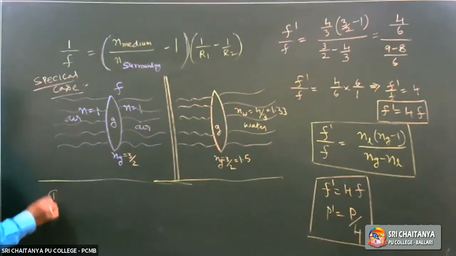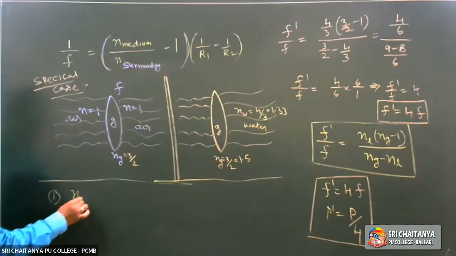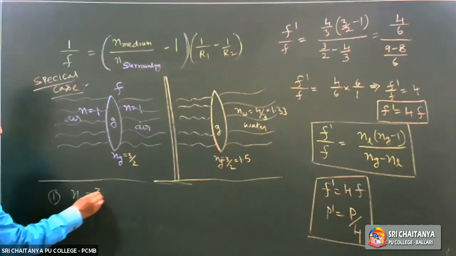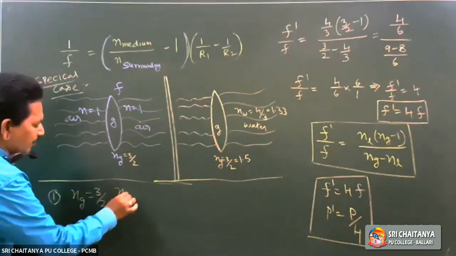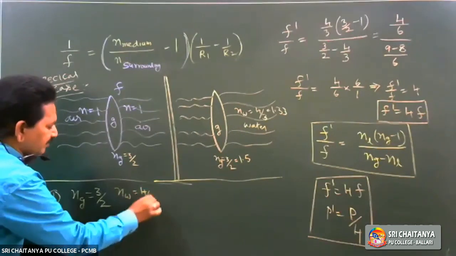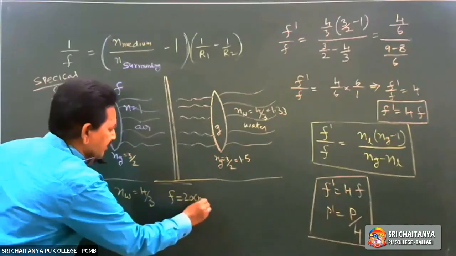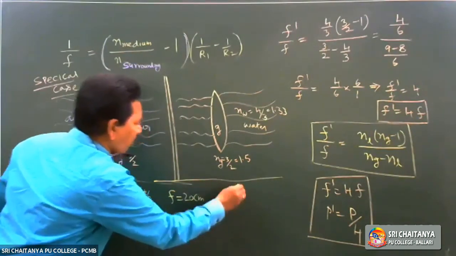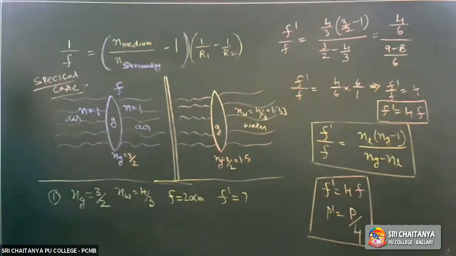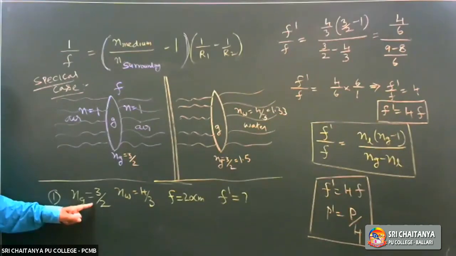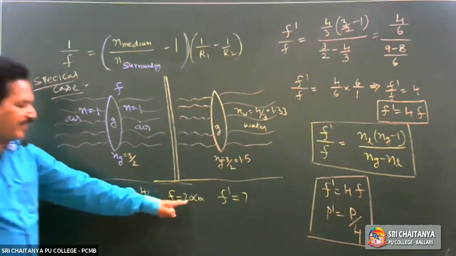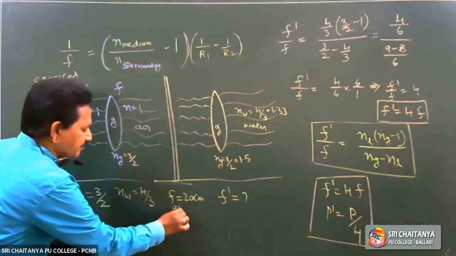Problem number 1. Ng value 3 by 2, Nw value 4 by 3, F value 20 centimeters. Find the focal length in water. Without keeping the pen on the paper, we can answer. Refractive index of glass 3 by 2. First it is kept in air. Its focal length is 20 centimeters.